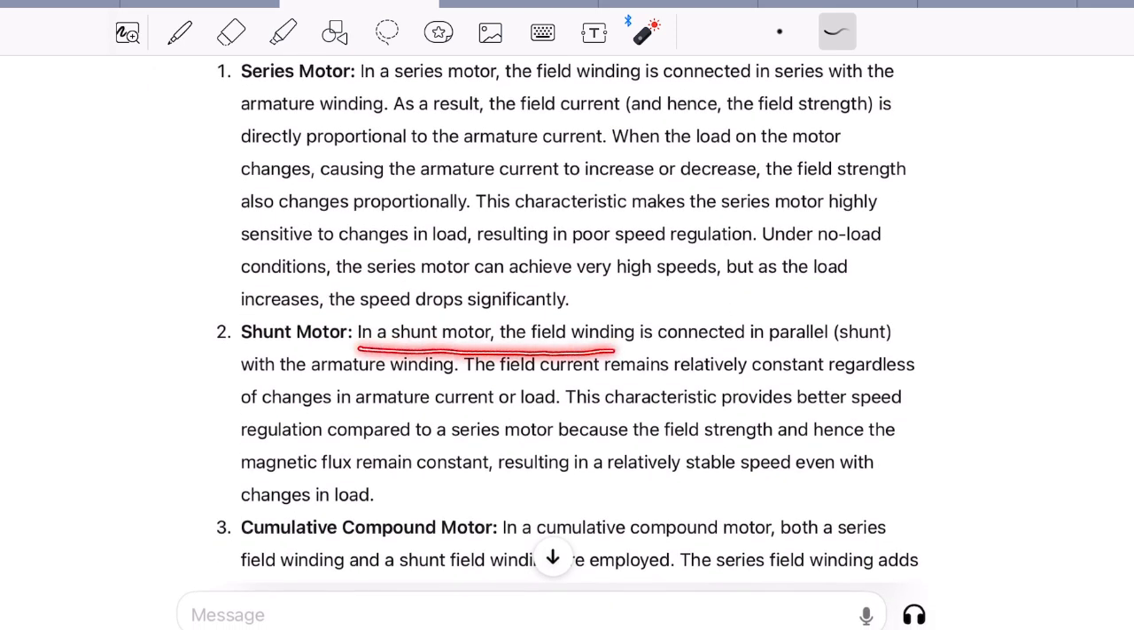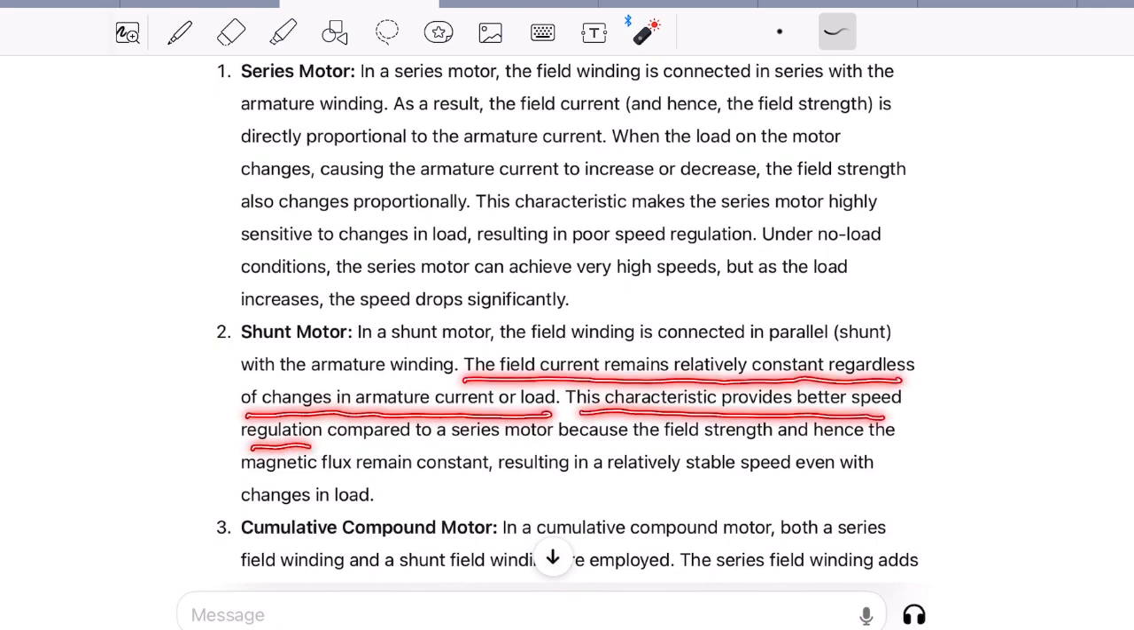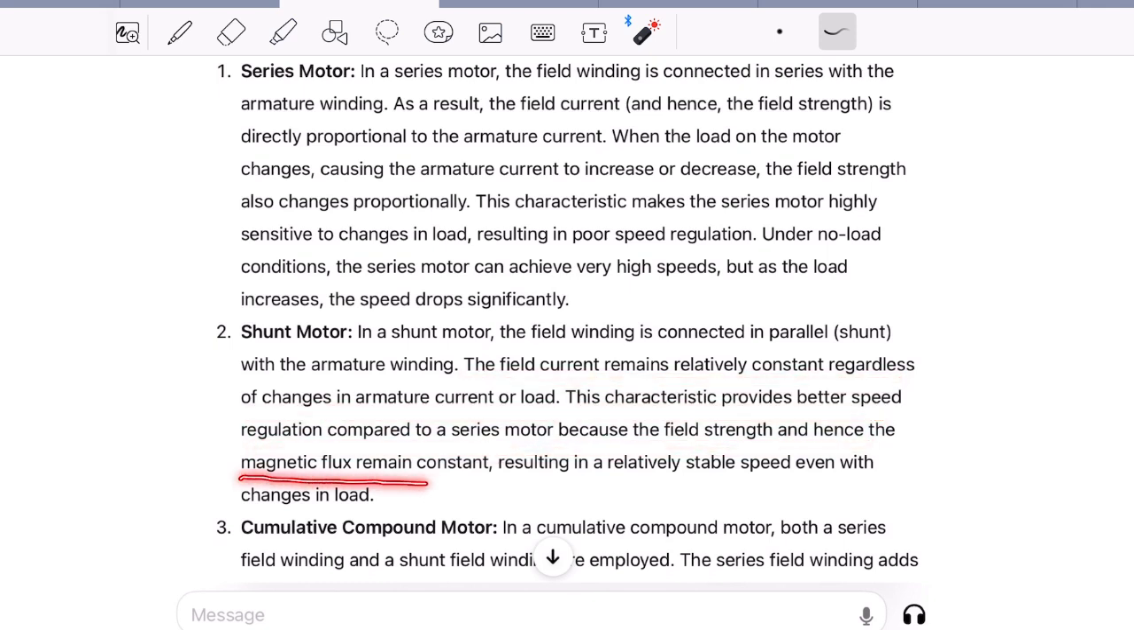Let's see the explanation of the shunt motor. In a shunt motor, the field winding is connected in parallel with the armature winding. The field current remains relatively constant regardless of change in armature current or load. This characteristic provides better speed regulation compared to the series motor because the field strength, and hence the magnetic flux, remains constant, resulting in a relatively stable speed even with changes in load.